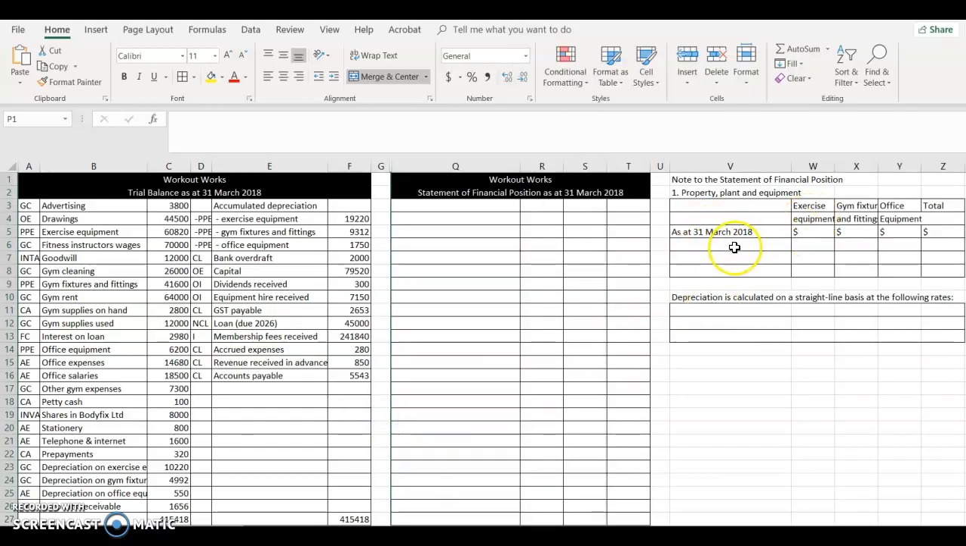So we've got depreciation. Three key things we've got. The historical cost. You might get that right just by putting cost. Accumulated depreciation.